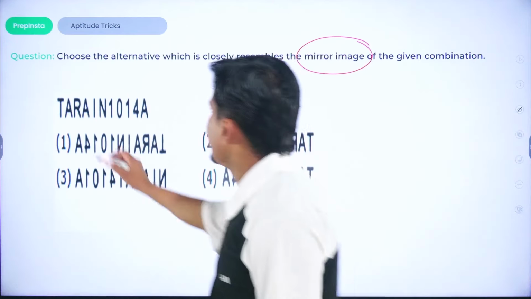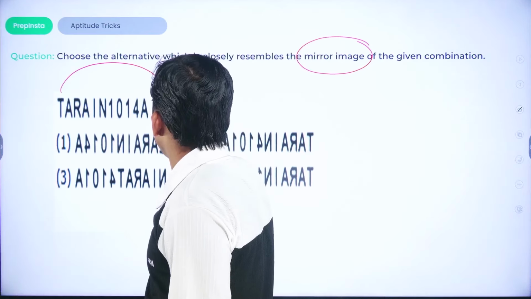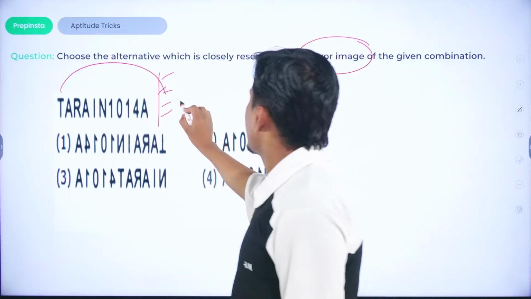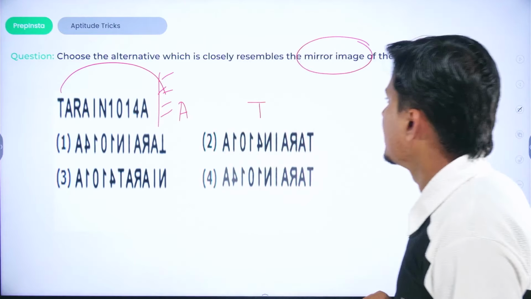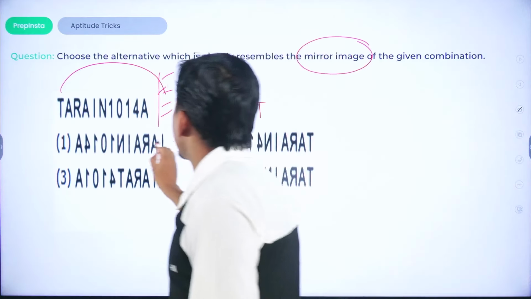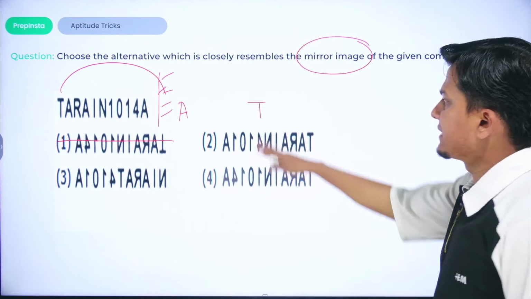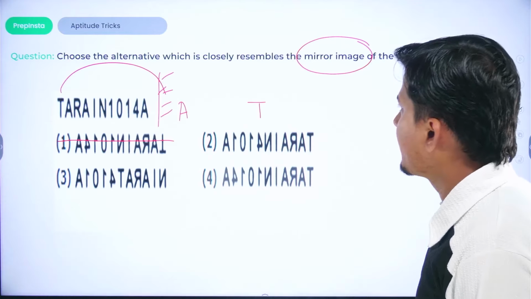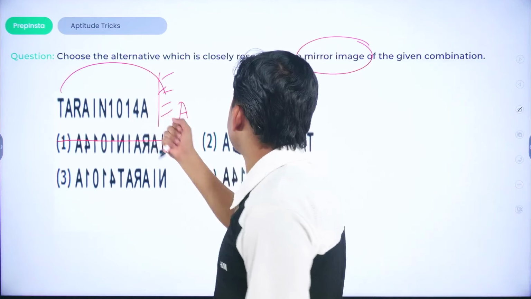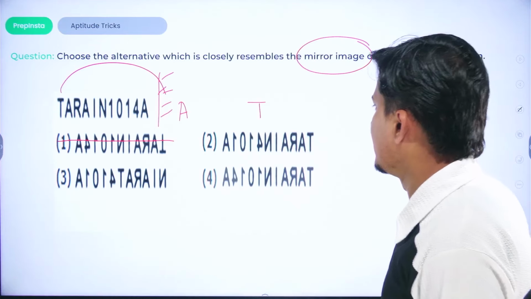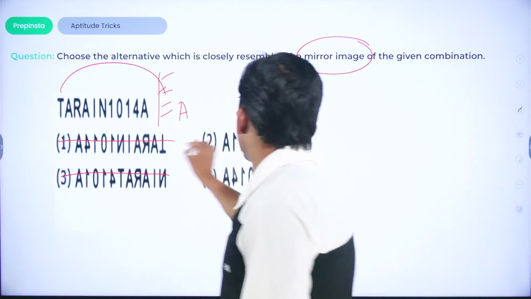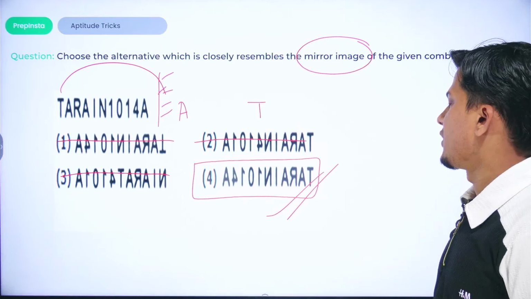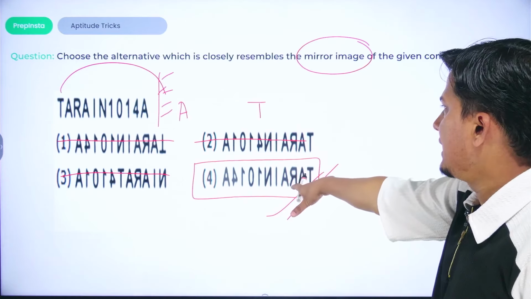Got it? So T will be the, if we put a mirror aside here, right? So what changes do we have to see? A will come here and T will come here. Got it? So let us just eliminate all the options which don't satisfy our condition. So we are left with 3 options. Now let us understand what would be the inversion for 4. 4 would be the second letter. Got it? So this particular option would be eliminated. Only the option left would be this particular option, that is option number 4. So the fourth option would be the right answer to our problem.